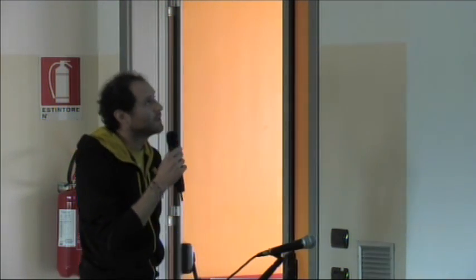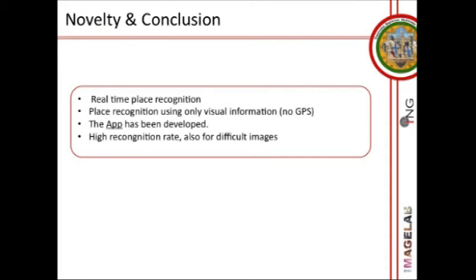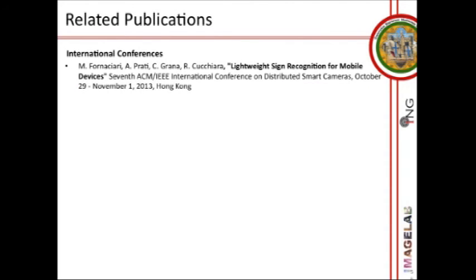So in this work, we did real-time place recognition. We are able to do this even without the GPS information. This can be a really nice feature if you want to do this in indoor locations, such as malls. Well, the app has been, in fact, developed, and it works pretty well, also for difficult images taken from different smartphones, different light conditions, and so on. I published this work 2 months ago.